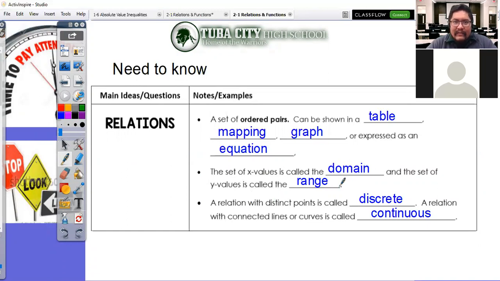All right, so this next one might be a little bit new, but a relation with distinct points is called discrete. To give you the quick rundown, if you think of a dice, it's usually a cube with 6 sides and they have numbers on each side, 1 through 6. A discrete set cannot have, like, 3.5. You cannot roll a 3.5 with a regular dice. So that would actually be discrete. I can only pick those numbers 1 through 6. I can't pick anything in between or anything else.